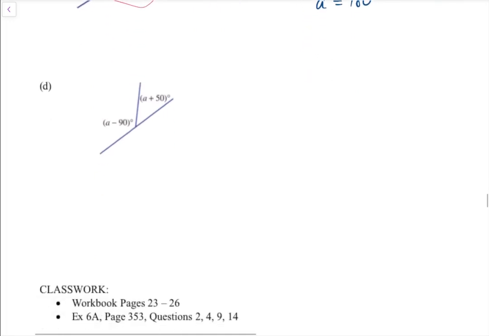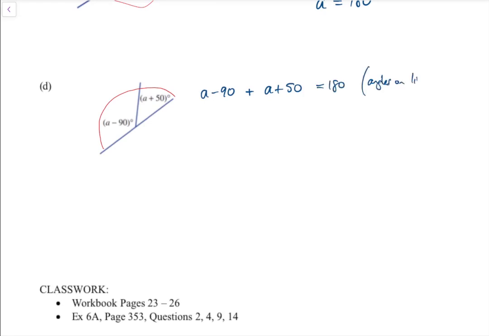Part D, our last question. You'll notice I've got a straight line and I'm only dealing with one side of the straight line. So I know that my two angles, A take 90, if I add that to A plus 50, they have to add to 180 because angles on a line equal 180 degrees. Now I've got an A plus an A, which is 2A.